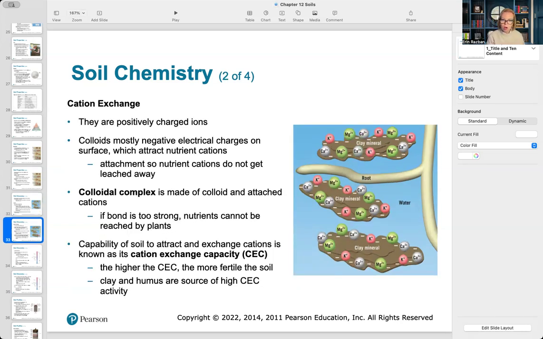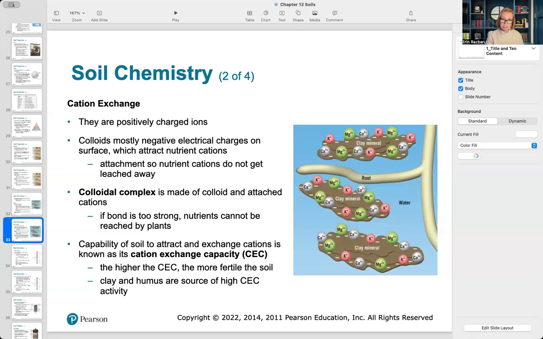Now imagine colloids as tiny magnets with negative charges. They attract positively charged nutrient ions, like a sophisticated delivery system. And this is called cation exchange, or cation exchange capacity, or CEC.